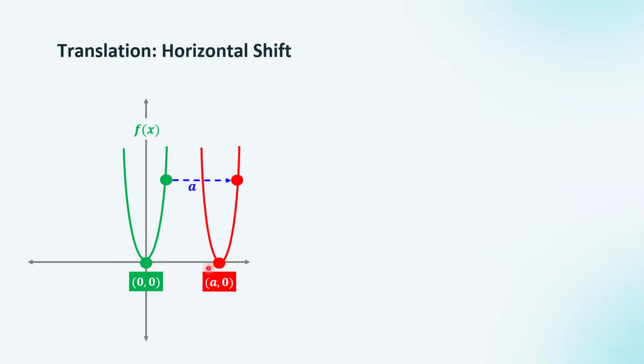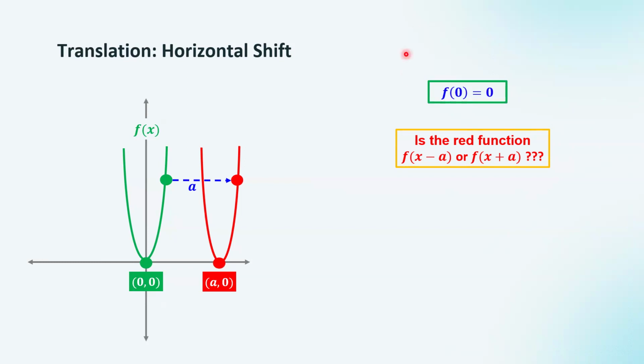Now here comes the big question. Is the red function going to be f(x) minus a or f(x) plus a? Turns out this question is not so simple, unlike the vertical shift you saw before. So for this one, we need to know something. It's going to be a bit complicated. As you can see in the original function in the green graph, we have a point (0, 0). So technically, we know that because x is 0, f(0) will be 0.